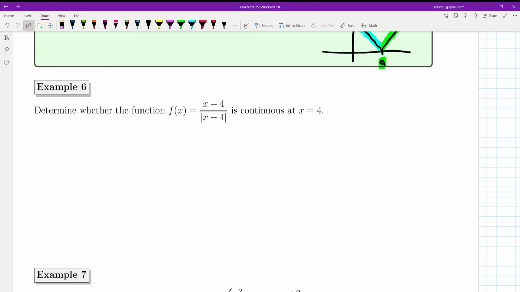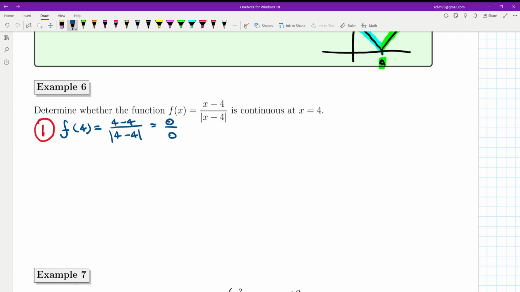So something very interesting is going to happen this time. Number one, the first condition is to evaluate the function at 4. So 4 minus 4 over the absolute value of 4 minus 4. All right, and what are we going to get in this case? Well, 4 minus 4 is 0, so essentially 0 over 0. In this case the function is not defined, therefore the function is not continuous.